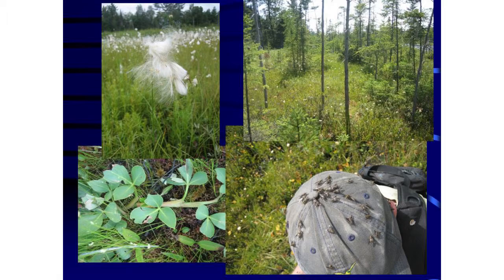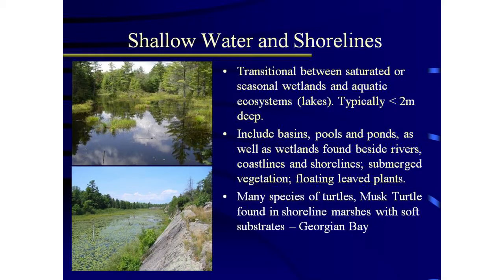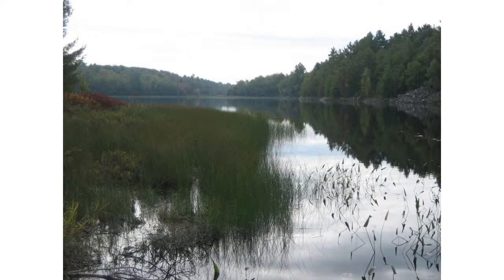Yeah, that'd be good. So shallow waters and shorelines, as I mentioned, these are often areas along shorelines of lakes, but also in these internal wetlands that you find often west of Highway 400, and they have open water or submergent vegetation, and again you find quite a range of species at risk in these habitats. Some shoreline.